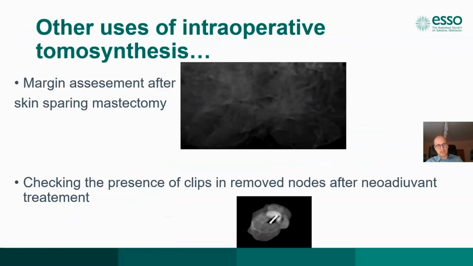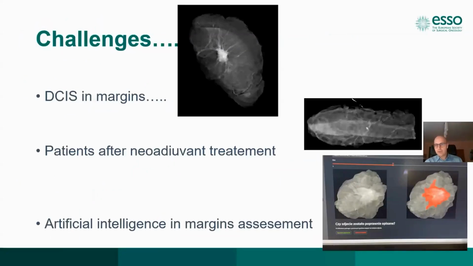Other uses of intraoperative tomosynthesis that we use in our center are the margin assessment after skin sparing mastectomy, and also sometimes we check the presence of clips in removed nodes after neoadjuvant treatment, the nodes that were clipped before treatment. Well, of course, intraoperative tomosynthesis does not completely solve the problem of involved margins, but in my opinion, it's a great help and facilitator in daily clinical practice.